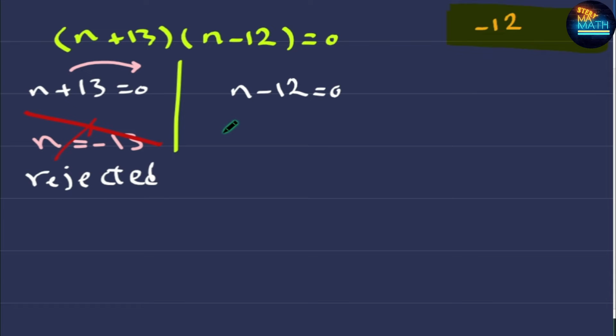The number of the terms is starting from the number 1 until you reach n. And the second factor, n minus 12, is equal to 0. Moving negative 12 to the other side, n is equal to 12. So n is equal to 12. This is the answer.